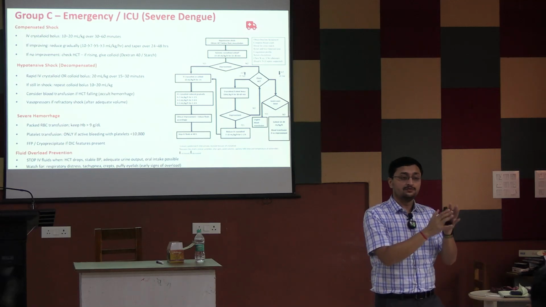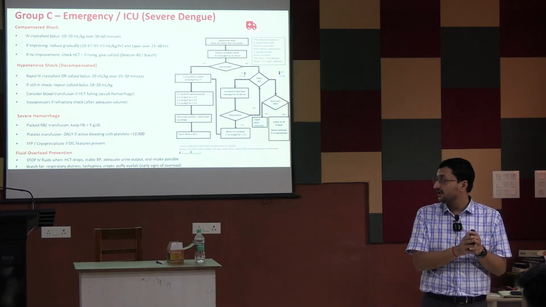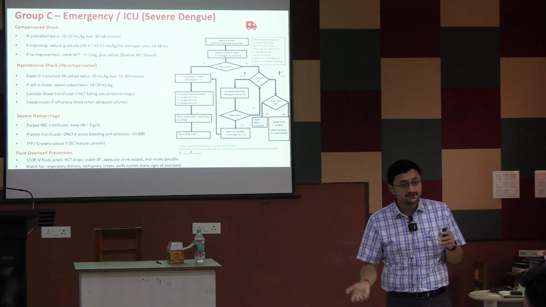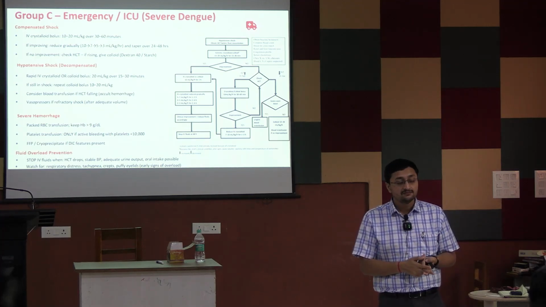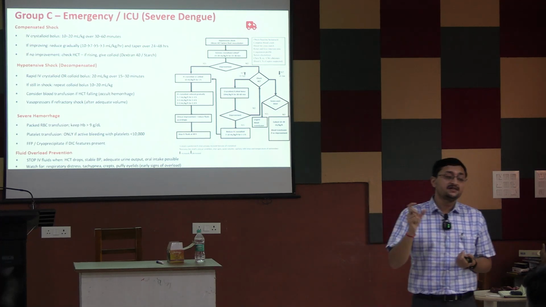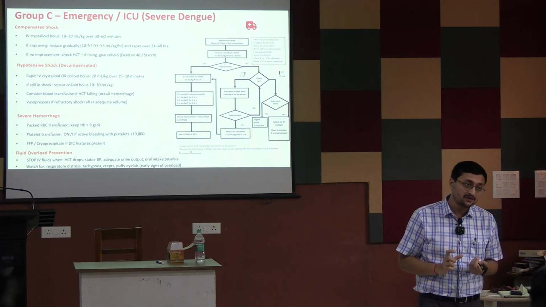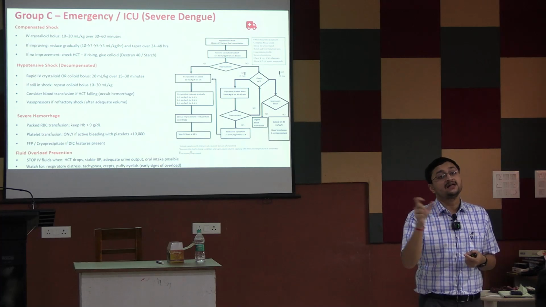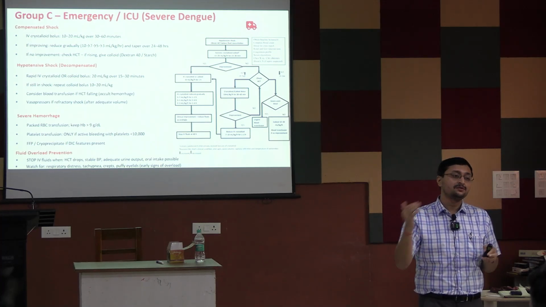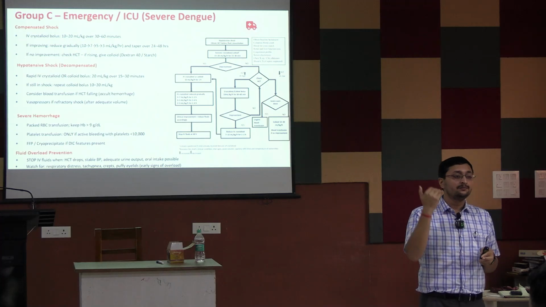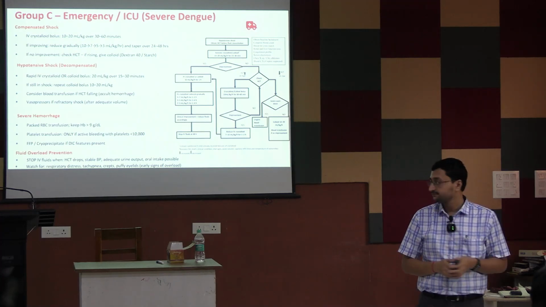So how can we assess the correct amount of fluid? One is urine output, one is capillary refill time, hematocrit, and CVP, central venous pressure monitoring, or inferior vena cava diameter monitoring. So all these parameters are what you can use to assess volume overload. Okay.